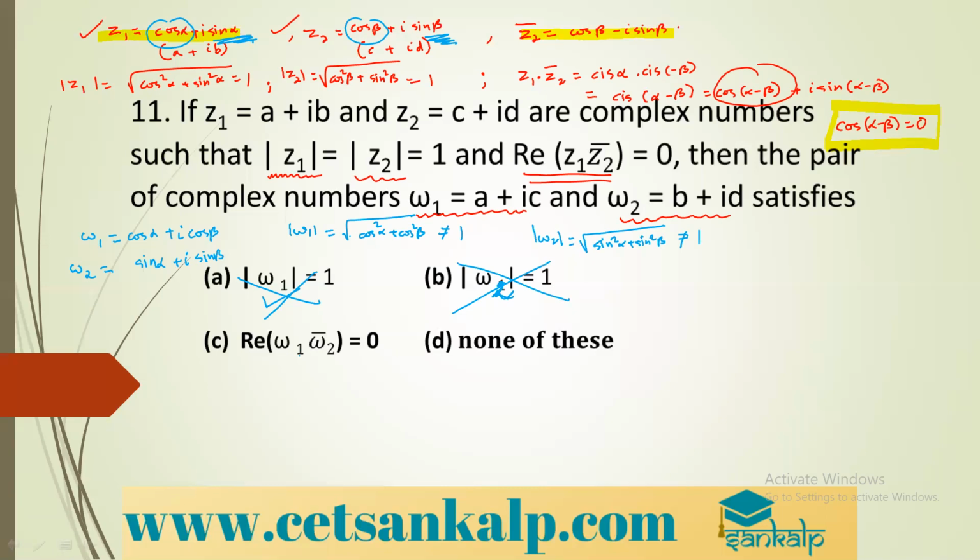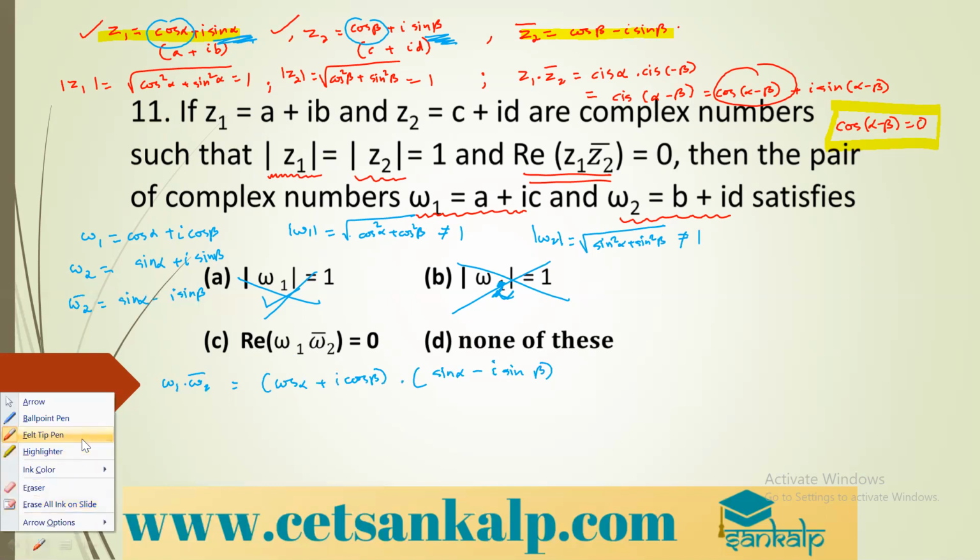Next, we will see what happens here. I will write W2 bar: sine alpha minus i sine beta. And I will multiply W1 and W2 bar. So I'm multiplying cos alpha plus i cos beta and sine alpha minus i sine beta. When I multiply, you know what is the shortcut formula we have. Let us use that shortcut formula. Do you remember the shortcut formula? Okay, I will write.